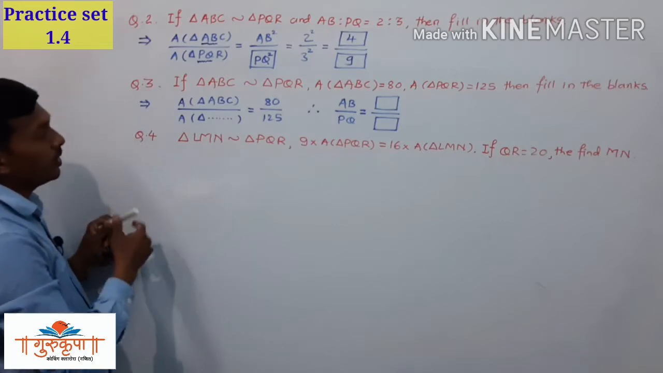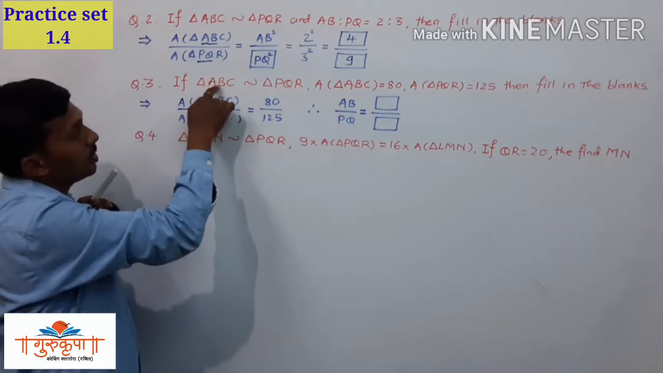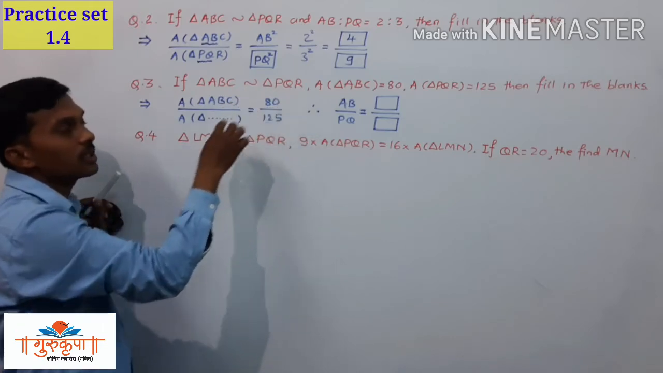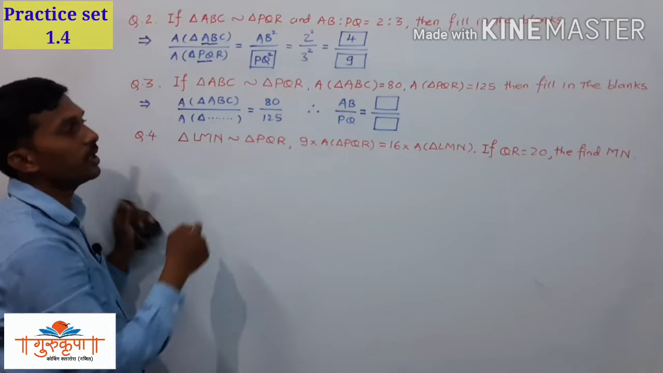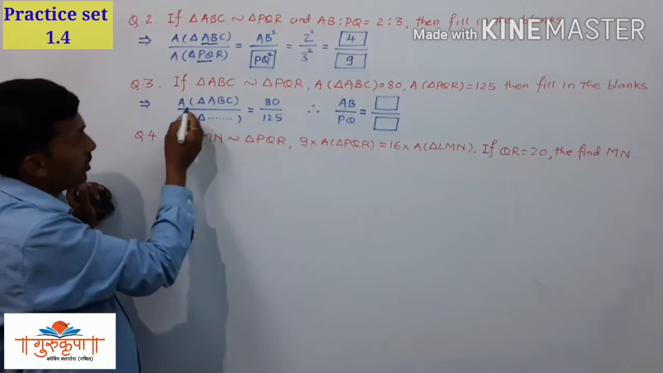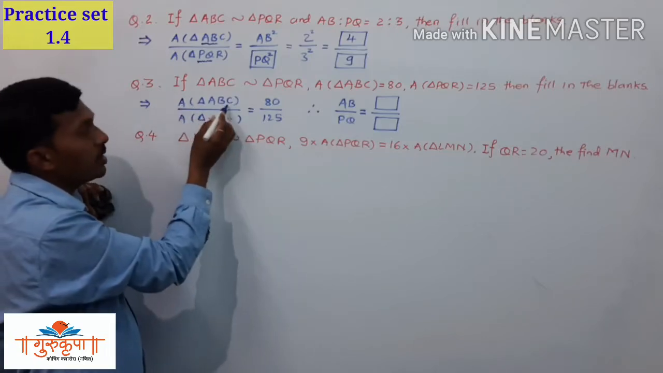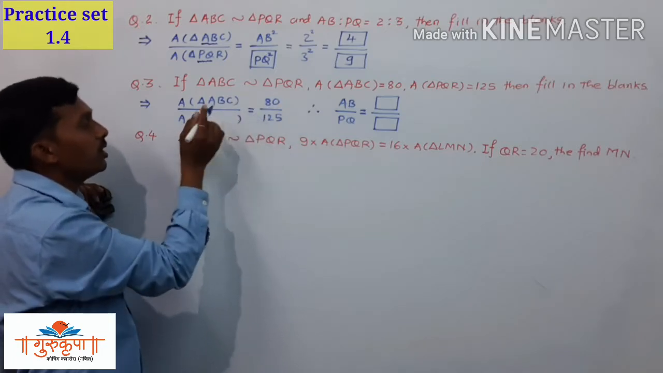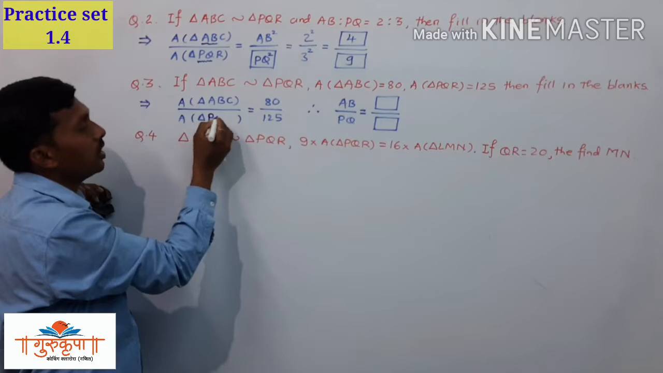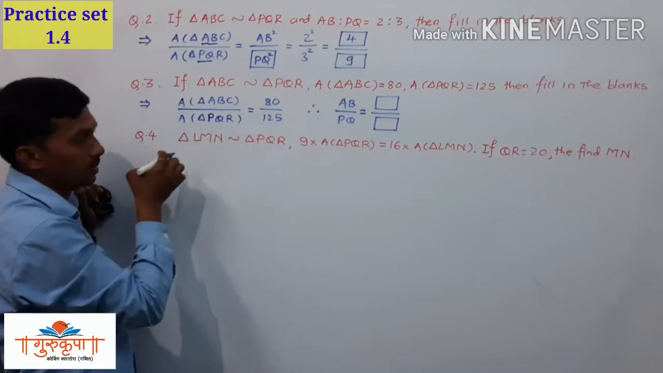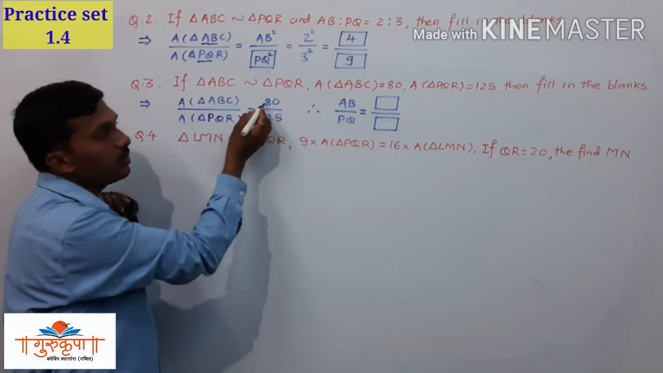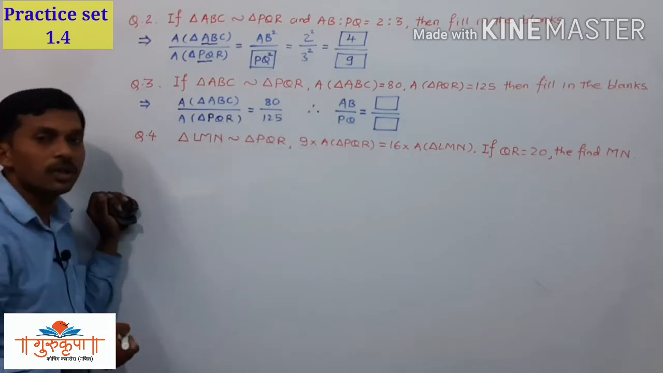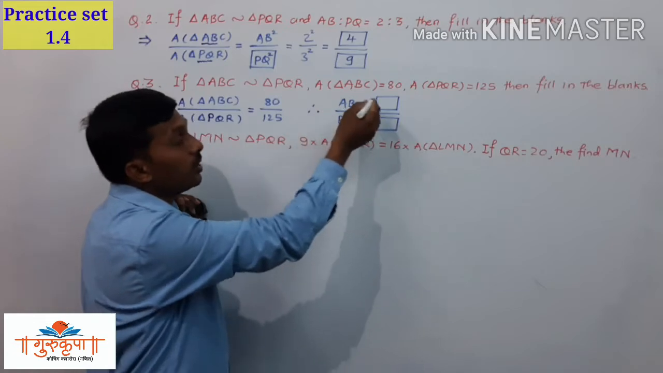Now here we have given the two triangles are similar to each other, and we have given the ratio of the areas of those two similar triangles, that is 80 upon 125. So here we have given the name of the triangle ABC in the numerator, so we have to write the name of the triangle PQR in the denominator. So here we will write area of triangle PQR. Now area of triangle ABC is given 80 and area of triangle PQR is given 125. So write the value of AB upon PQ.